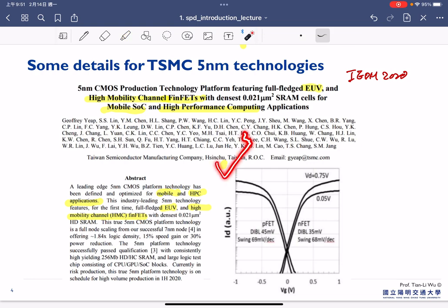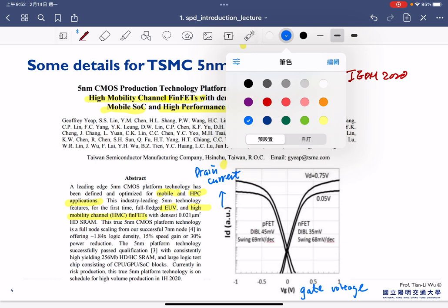So here is a typical characteristic that we device people care about the most, which is usually the drain current versus the gate voltage. So this is the drain current, and this is our gate bias, gate voltage. The reason we need to look at the ID-VG characteristic, we will talk about later, for every different technology, not only for FinFET, but for the very old-fashioned MOSFET or old CMOS, or even for some wide bandgap device or 2D device, we all look at the ID-VG characteristic. So this is very important.